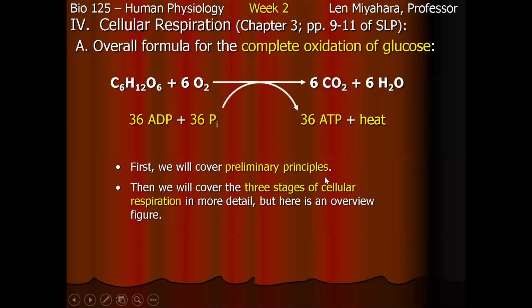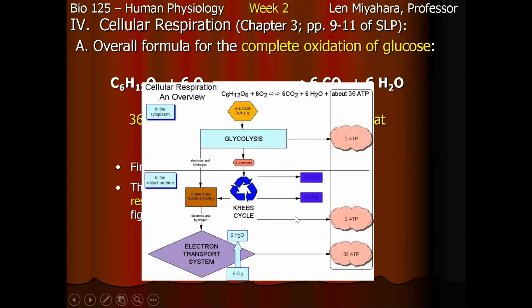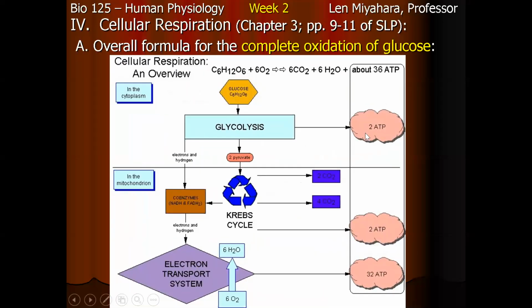I'm going to break this into 3 sequential steps. And that's the 3 stages of cellular respiration. And if you want, there's a formula up here, if you want to number them, here they are. Glycolysis is first. Then the Krebs cycle second.